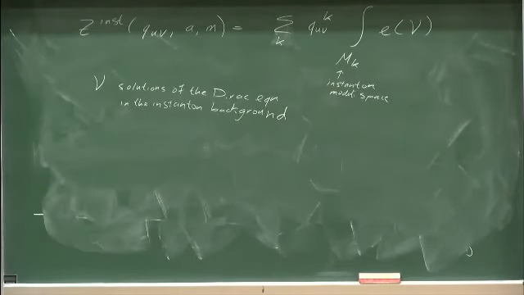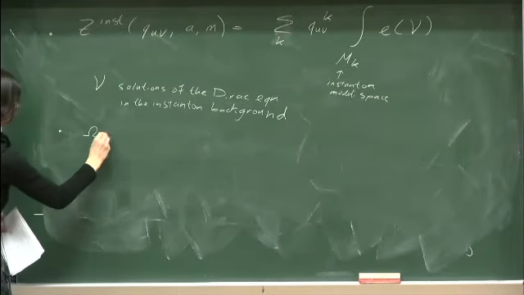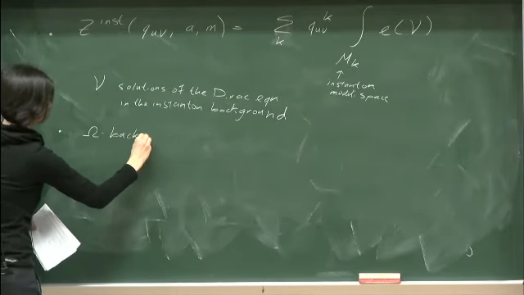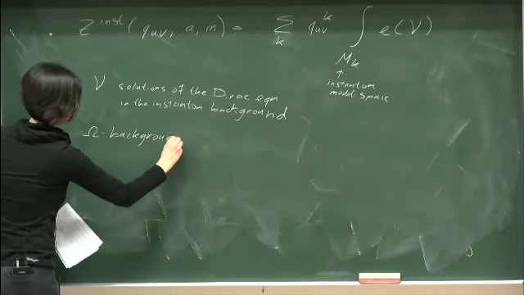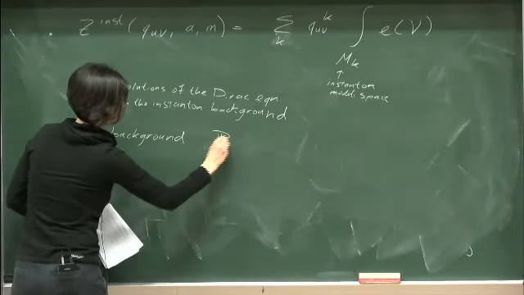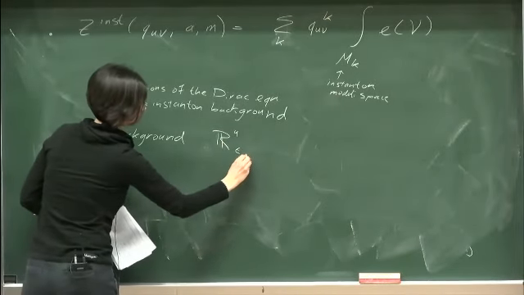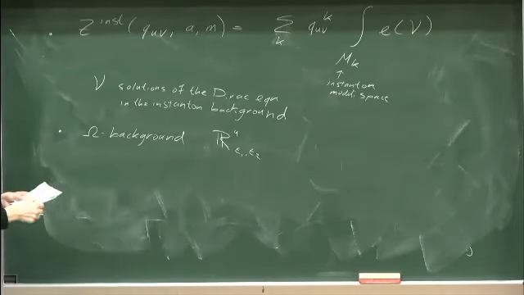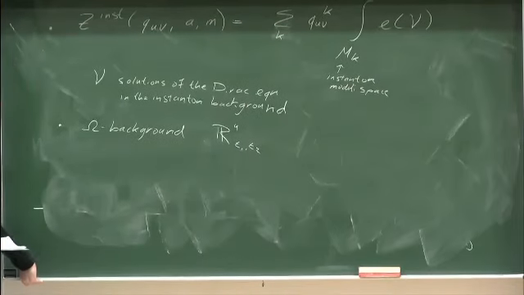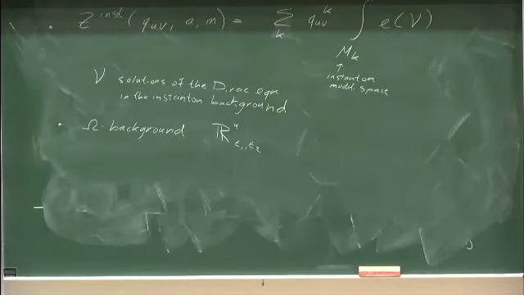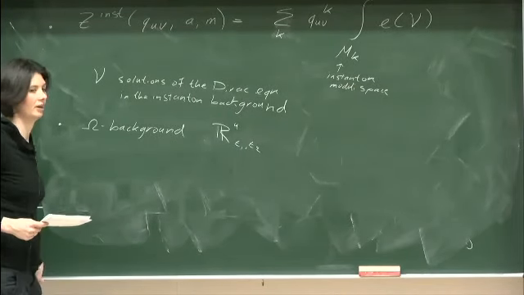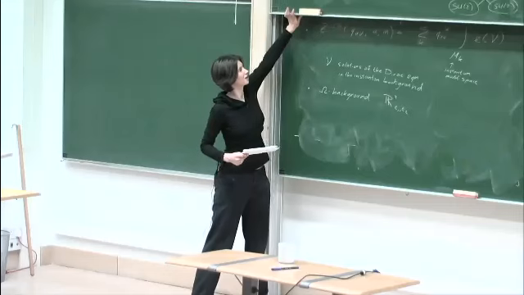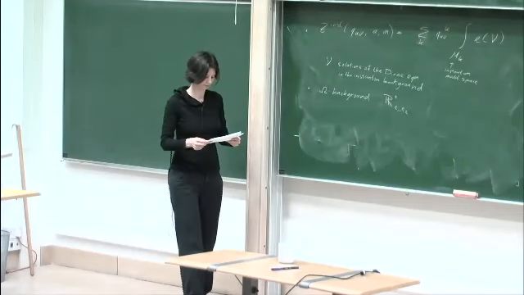In order to be able to compute this theory, one way to do this is to introduce this omega background, which I will denote by R4 epsilon 1 epsilon 2. What this does is it regularizes the instantons, so it prevents them from moving out to infinity.